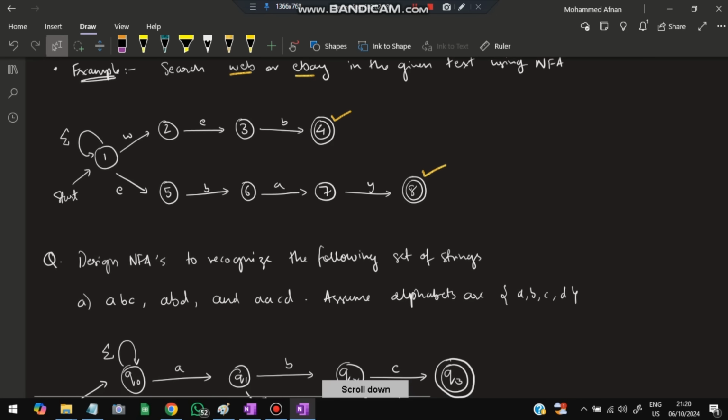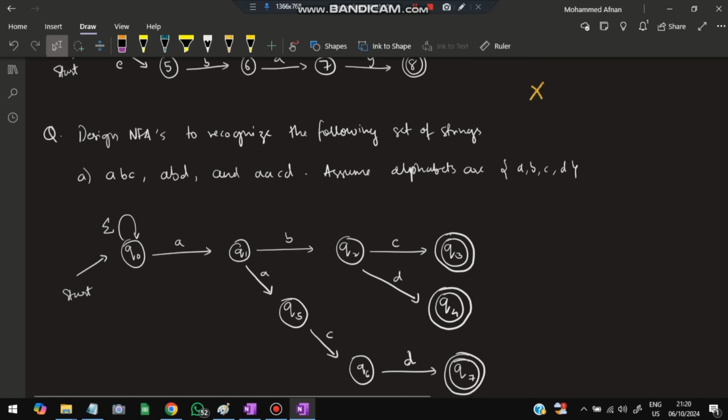So a few questions related to the application of the text. This is not from the exam point of view. It is just for your information if you want to know how these things work. So design an NFA to recognize the following set of strings. Same thing, ABC, ABD, and AACD. These three strings it should search. Alphabets given are ABCD. I have to match the pattern ABC, ABD, AACD. So ABC directly you can make your final state. Next is ABD. AB is the same here. If it goes to D, this should be triggered. Then AACD, like that you can make. You can make all of them separate also. That also doesn't matter in NFA.